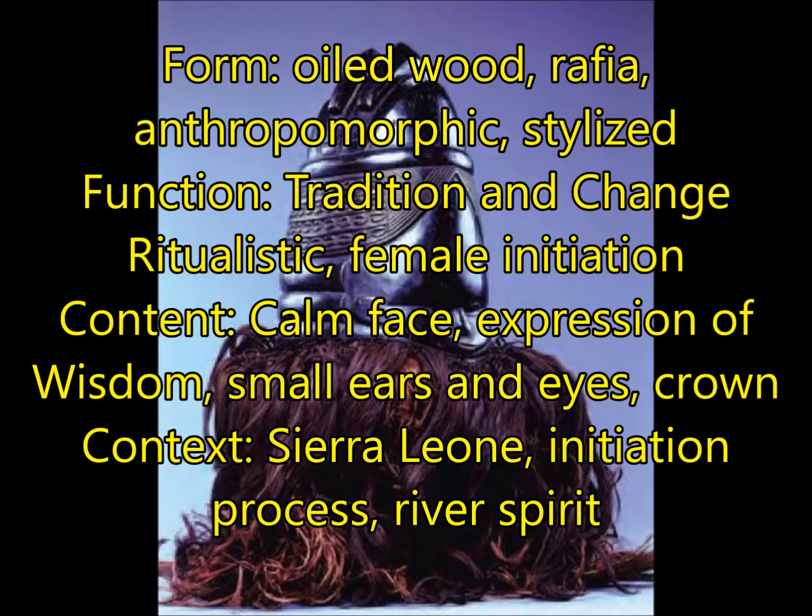For content, make sure that you remember that calm face, downcast eyes, small ears and small eyes, and the small mouth, which represents no gossip, don't speak gossip, don't listen to gossip. Also, you have those fat rolls on the back of the neck, which means that they recognize that their women need to have a little bit of weight on them in order to be good childbearing women, right? And the thing on top is a crown, not her hair. Each one has a different kind of crown, which makes each Bundu mask a little bit different.